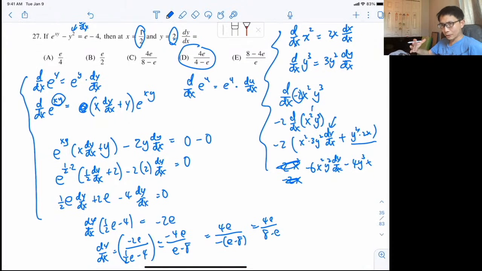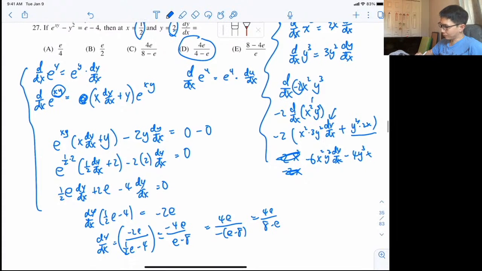By understanding this question, you understand a lot more questions, because we go into all the breakdowns: d/dx of x squared, d/dx of y cubed, d/dx of negative 2x squared y cubed. You had to do the product rule there. So d/dx of e to the y dy/dx is the chain rule. d/dx of e to the xy is the chain rule plus product rule. Does that make sense? And also knowing the derivative of e to the u is equal to e to the u times du/dx.